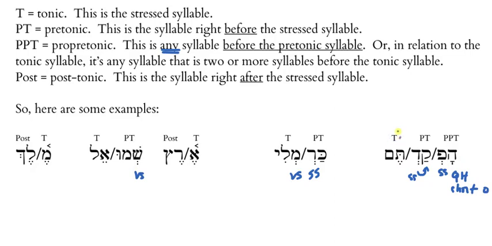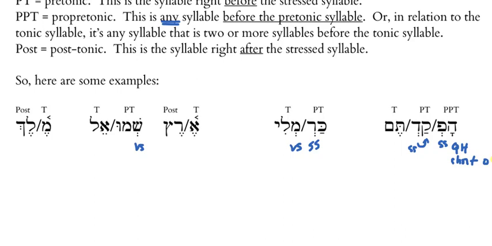Why am I putting a T over this final syllable? Because it's the final syllable and, I assume, final syllable stress. That means this one is pretonic and this one is propretonic. If I had another syllable, what would that one be? Propretonic. That's right. So that's how we label syllables for their tone.